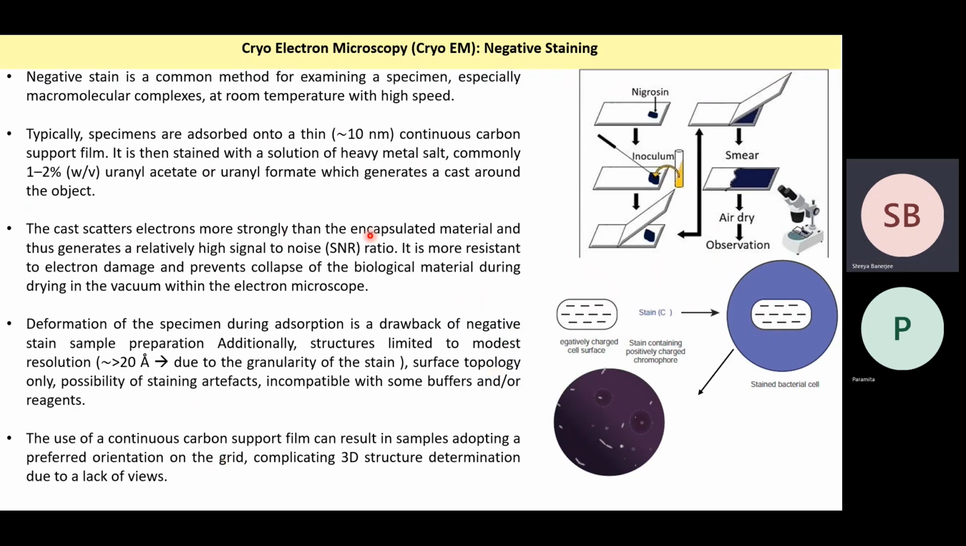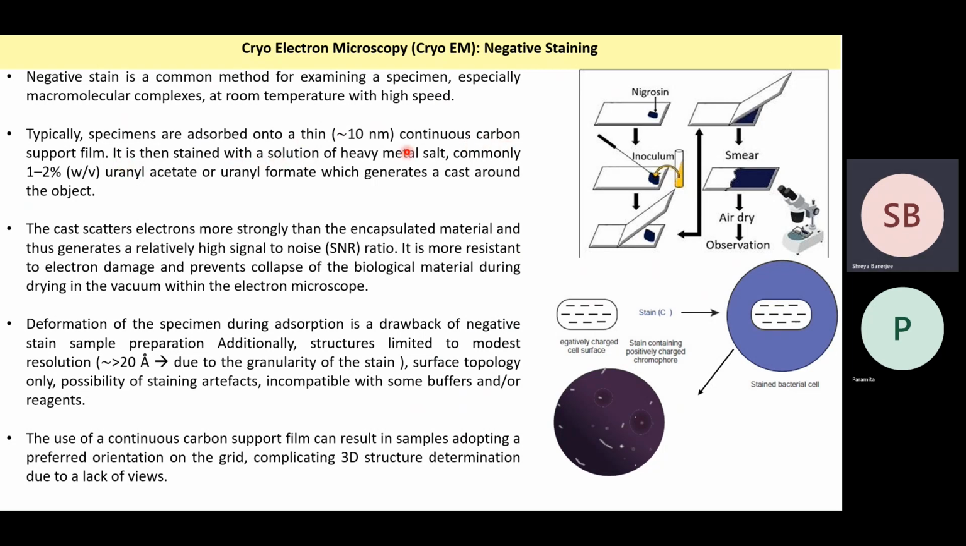The next part of cryo-electron microscopy can be of 2 types. One type is the negative staining. So negative stain is a common method for examining a specimen, especially macromolecular complexes. And the advantage of this method is that it occurs at room temperature and its speed is very high. So typically, the specimens are adsorbed onto a thin continuous carbon support film.